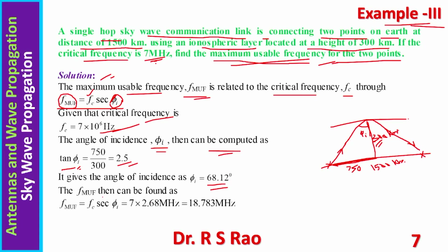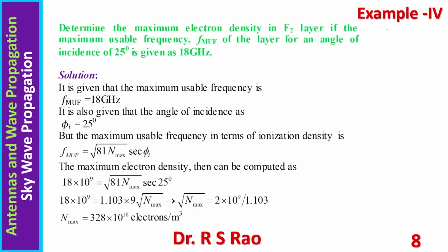Now, it's a matter of substitution and simplification. Maximum usable frequency then turns out to be 18.783 megahertz. Another problem on skywave propagation, example 4.